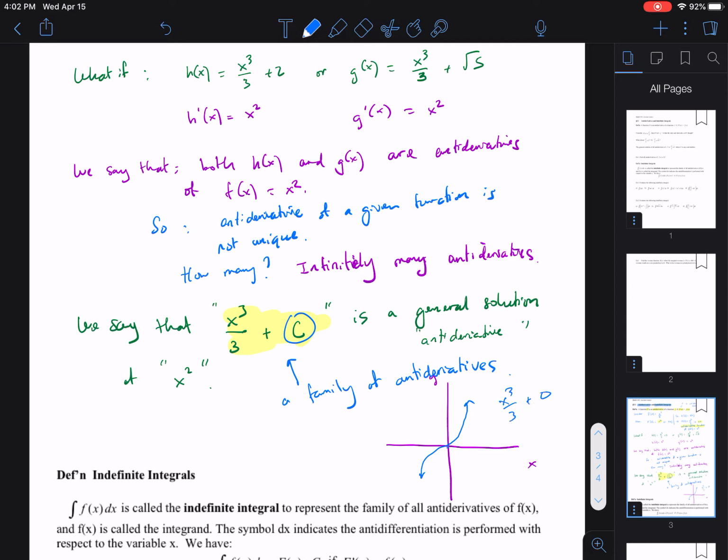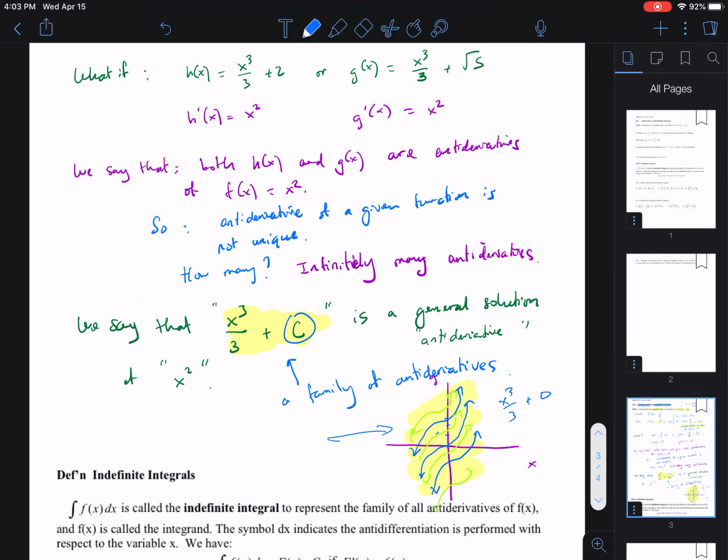And then if we're looking at x to the third over 3 plus 3, for example, then that's going to shift up 3 units. So we're looking at maybe something like that. Or if it shifts down 3 units, maybe something like that. Okay, let's use a different color here. Or maybe it just shifts down 1 unit, or up 1 unit, or whatever, right? So you get the point. So all of these here are antiderivatives of x squared.